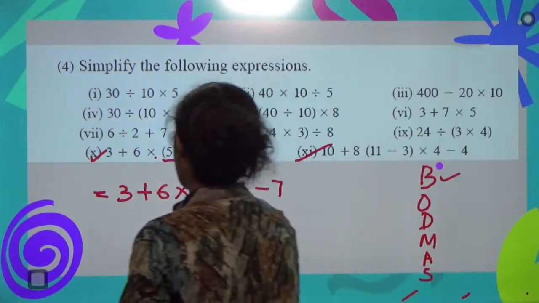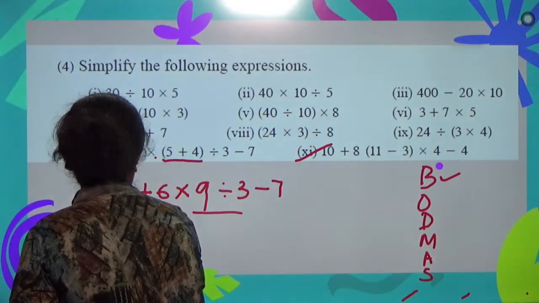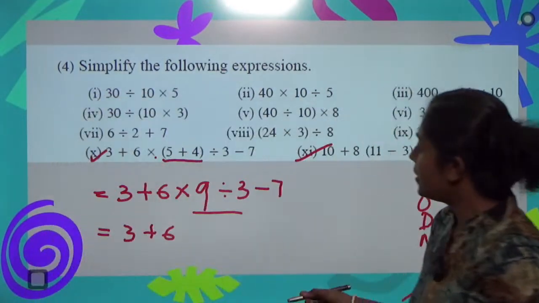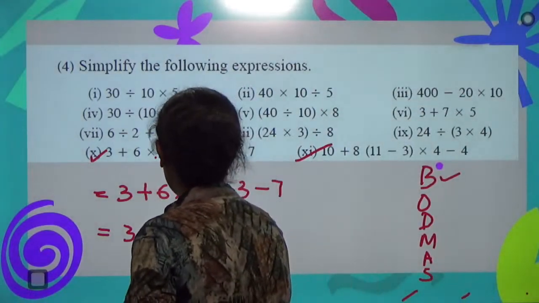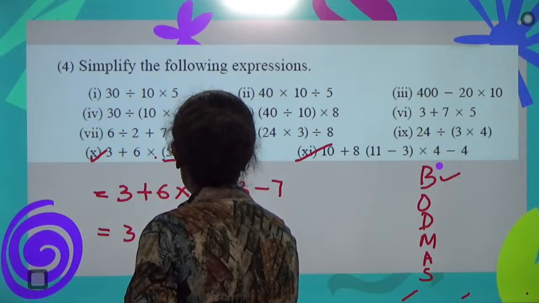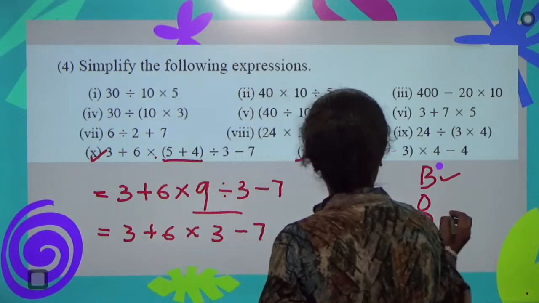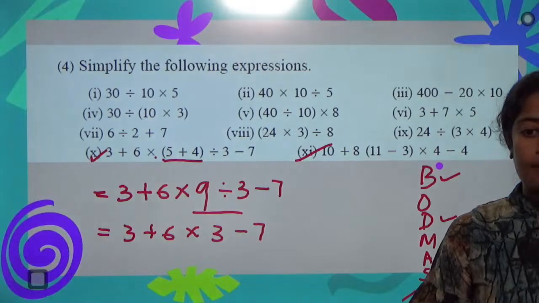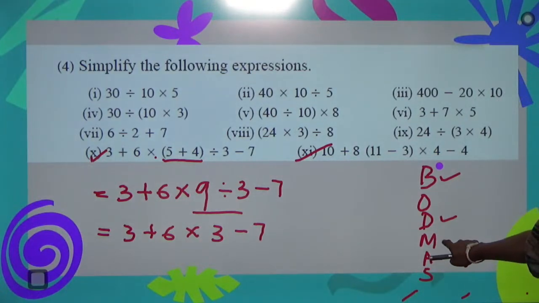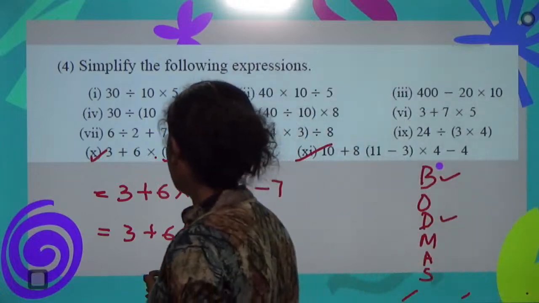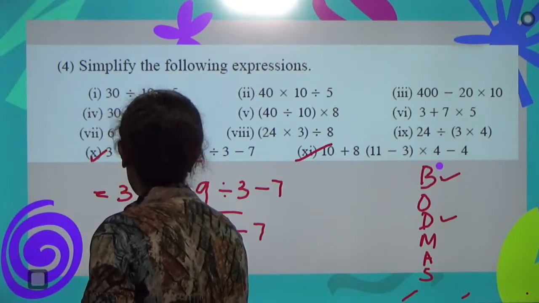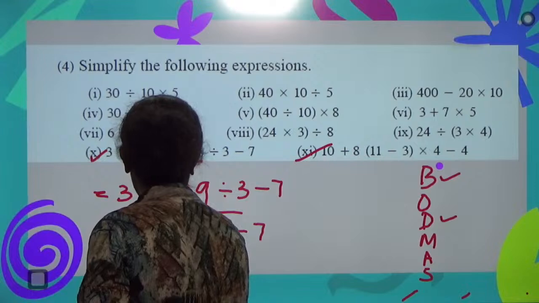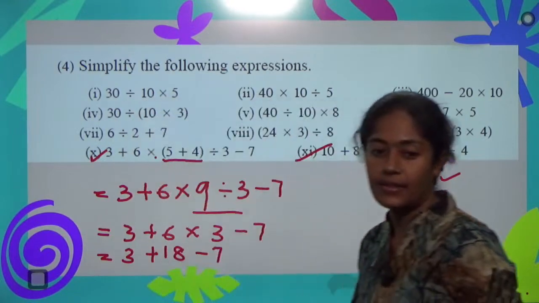Right? Then I can write 3 plus 6. When I divide 9 by 3, answer is 3. Then multiplication 3, subtraction 7. Division part also okay now, right? Then what I have to do? I have to do the multiplication. Then 6 multiplied by 3. 3 plus 6 multiplied by 3, 18 minus 7, right?